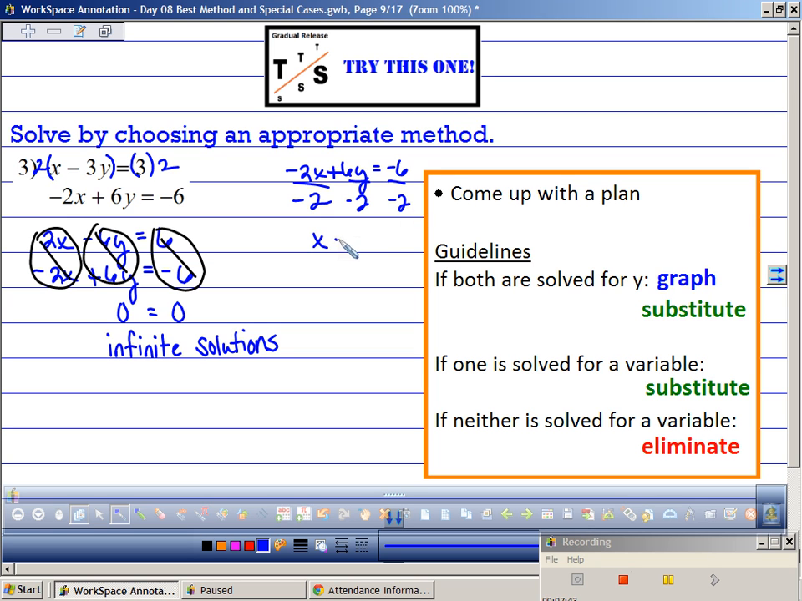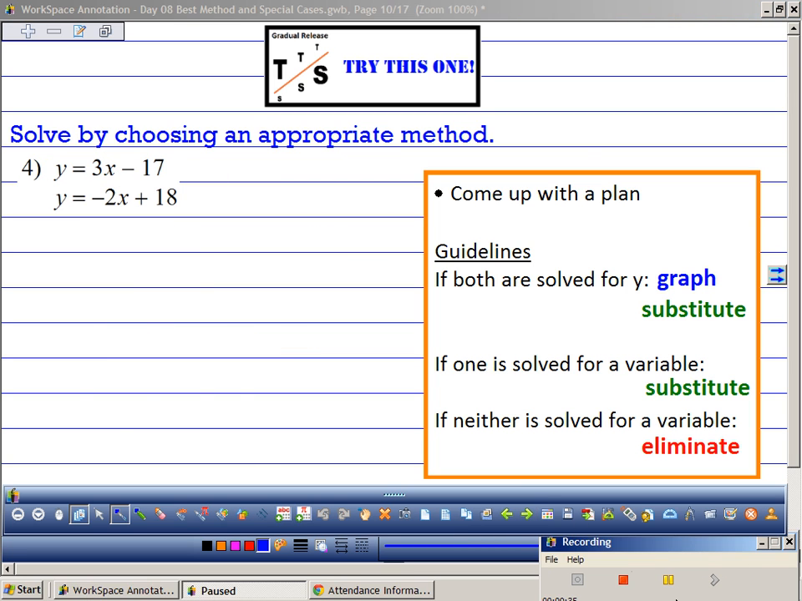X minus 3y equals what? 3. Aren't they the same line? See that? Same line. Infinite solutions. Lots of different ways to look at this, right?